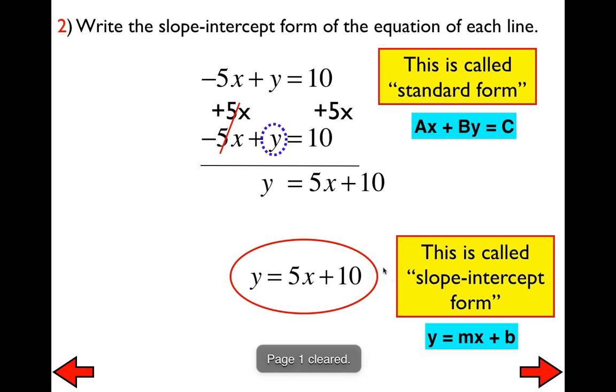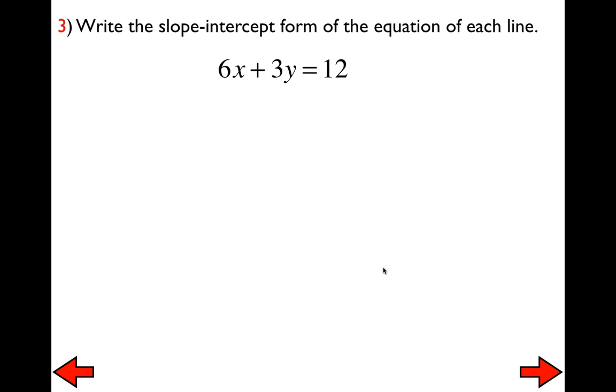So now what I'm going to have you do is pause the video and try to do number 3 on your own. Go ahead and convert that equation into slope-intercept form.